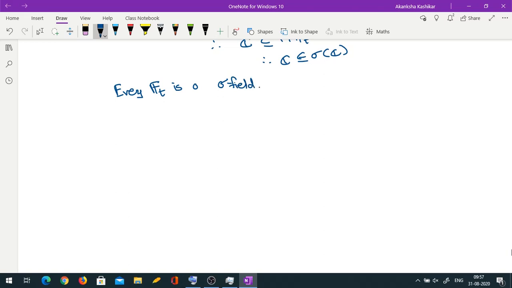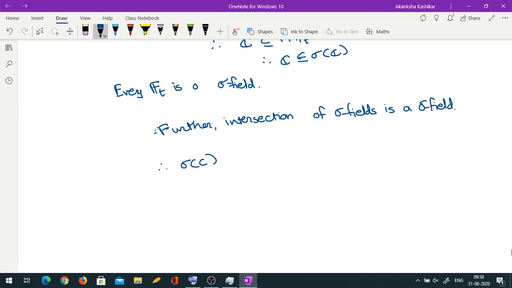Okay, every F_t is a sigma field, and further, what we know is that the intersection of sigma fields is a sigma field. Therefore, sigma(C) is a sigma field because sigma(C) is the intersection of many sigma fields. We don't know whether it's a finite, countable or uncountable intersection. That's why I'm using an index set T instead of just 1, 2, 3, 4.